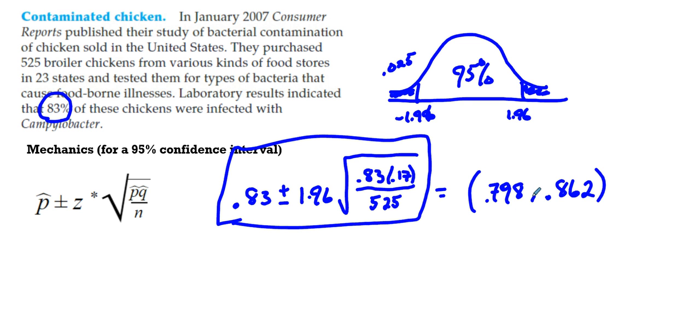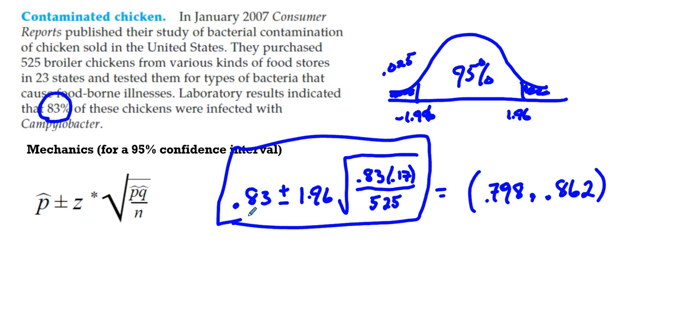Is where we think the true population proportion is. It's between those two values there. And we always want to include it as a range. It is an interval. That's the very name of it, right? So include both values. That's important, right?